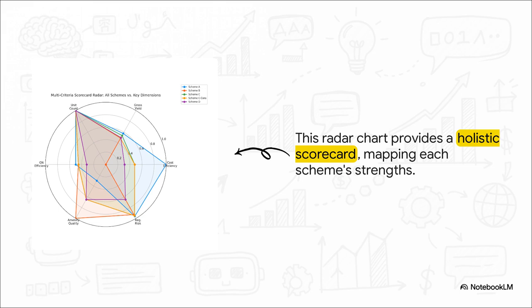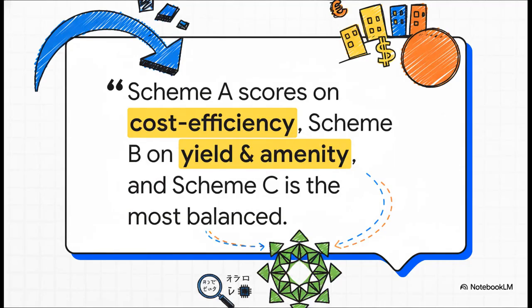So simple. But if you want the ultimate at-a-glance comparison, this is it. This radar chart is basically a holistic scorecard. Each point on the chart represents a key goal, like cost efficiency, profit, unit count, and so on. The bigger and more balanced the shape, the better the overall proposal is. So let's break down what this spiderweb chart is actually telling us. Scheme A, in the blue, you can see it pushes way out on cost efficiency. Scheme B, in orange, is a rock star when it comes to amenity quality and yield. But Scheme C, the one in green, doesn't have the single highest score anywhere, but look at it. It creates the most balanced, well-rounded shape overall.